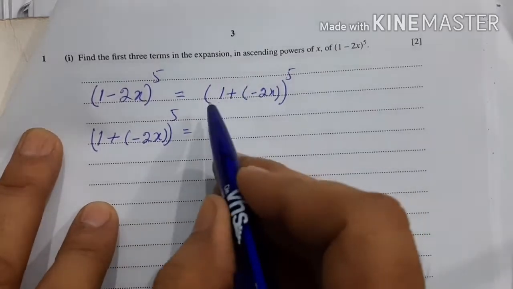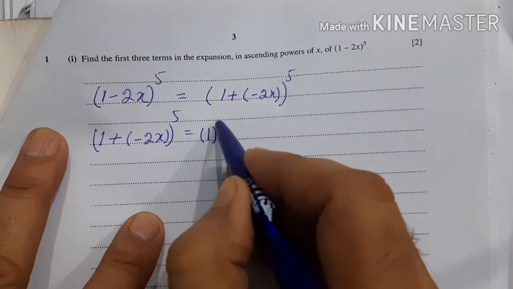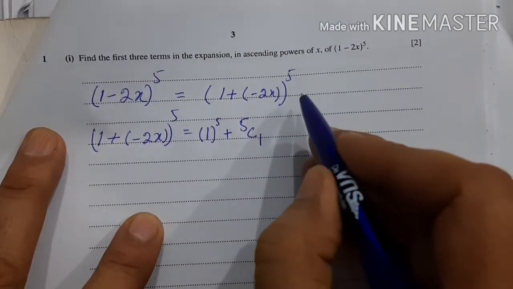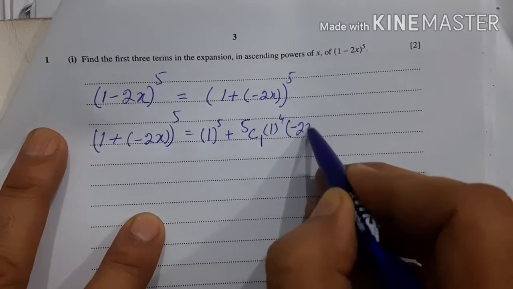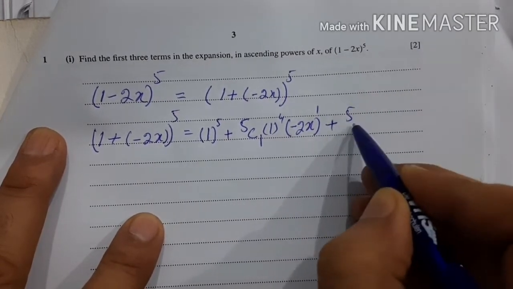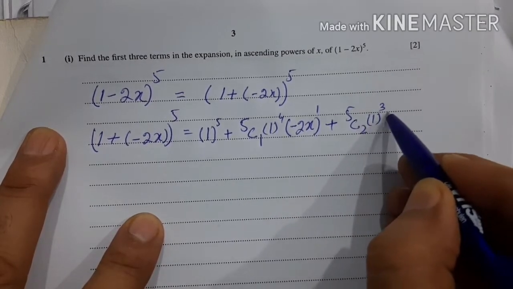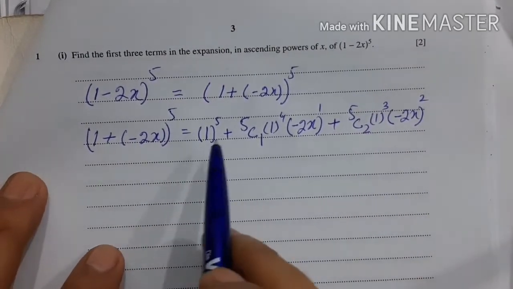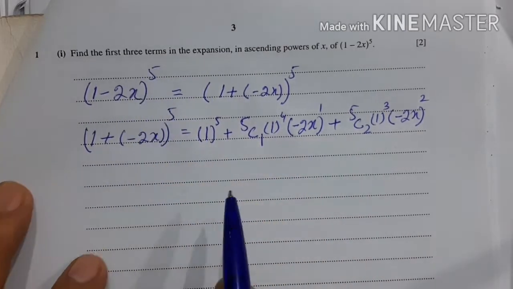So this is 1 raised to power 5 plus 5c1 1 raised to power 4 times minus 2x power 1 plus 5c2 1 raised to power 3 times (minus 2x) square. So we'll end here because we need the first three terms.